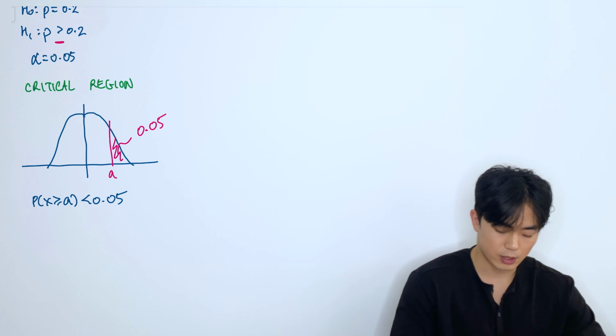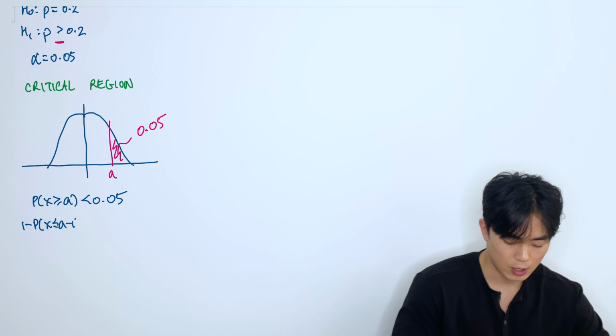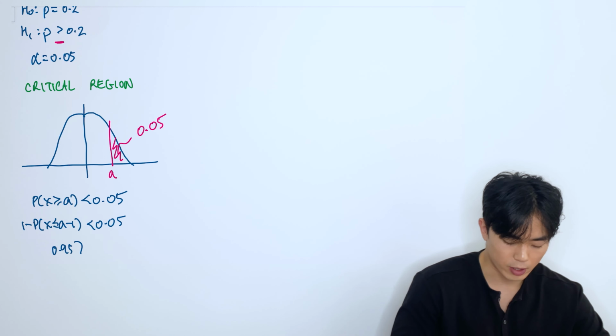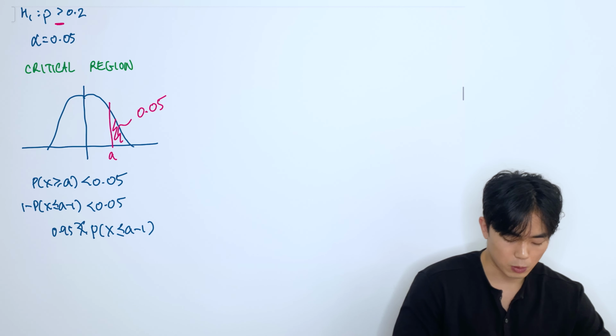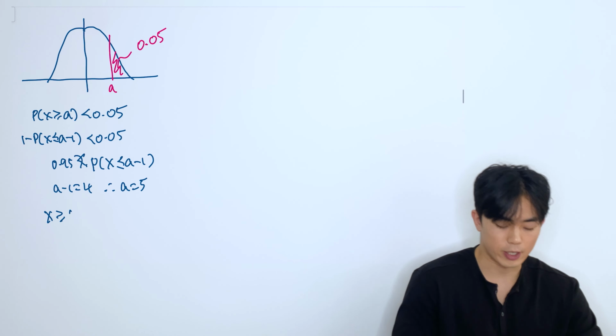Okay, so the same thing, we do 1 minus the probability that X is less than or equal to A minus 1 is less than 0.05. So we're looking for the first value which is bigger than 0.95, like this. Okay, and it turns out that A minus 1 is 4, so therefore A is 5. So it says that the critical region is X is going to be anything larger than or equal to 5.